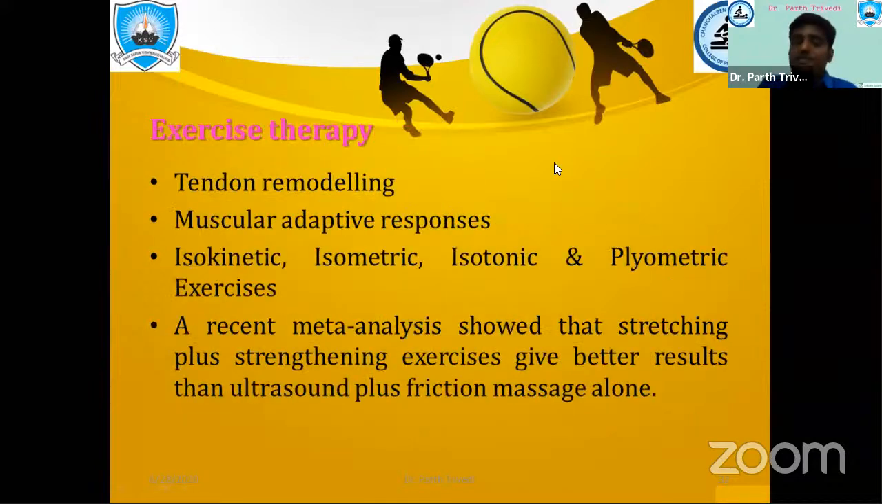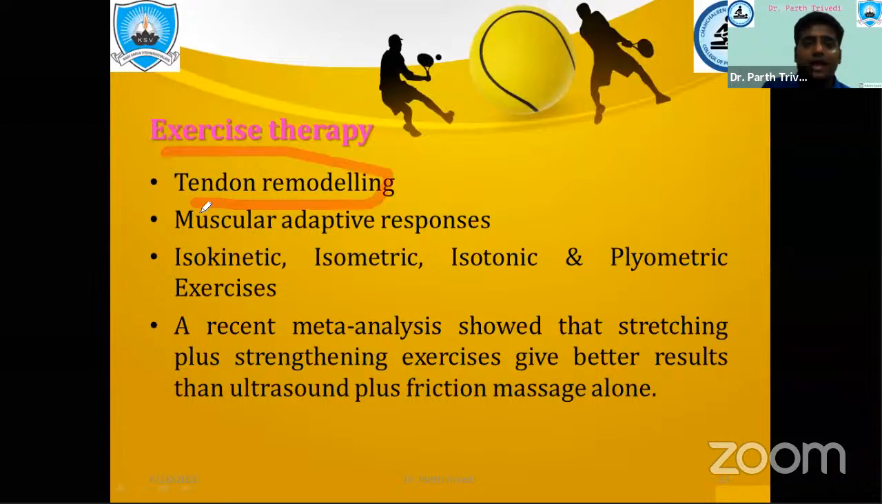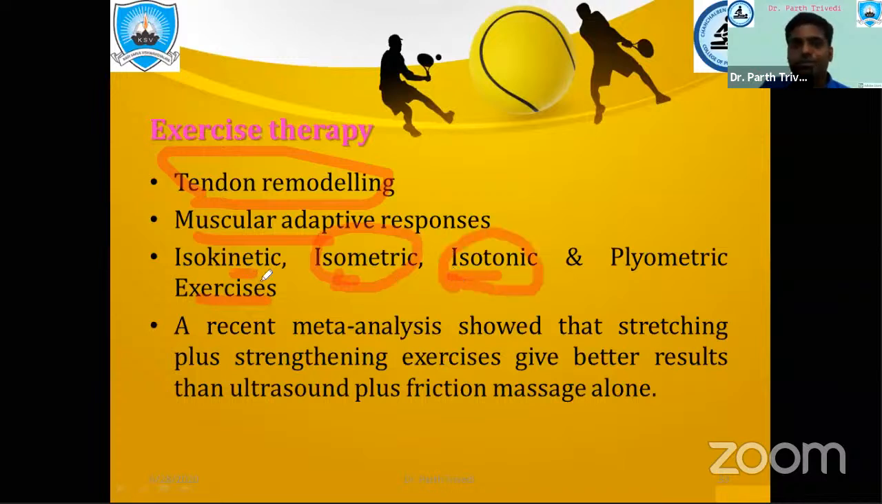Exercise therapy: yes, good evidence says that exercise therapy, like strengthening and stretching exercises, is helpful. Why? Because tendon remodeling occurs and your muscles have an adaptive response. So isokinetic, isometric, isotonic, and plyometric exercises are helpful. Based on meta-analyses and the evidence base, we generally start with isometric contractions first, then move to isotonic contractions, and then isokinetic if available. If not available, we jump to plyometric exercises.